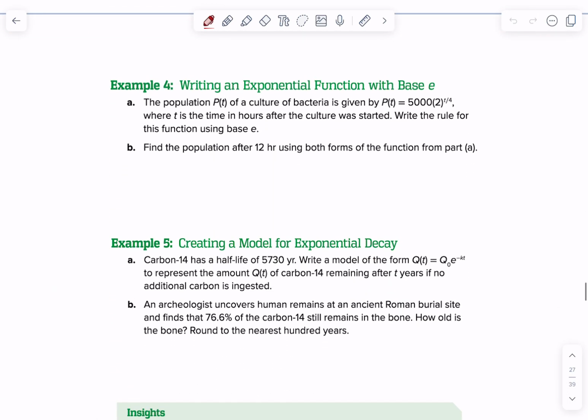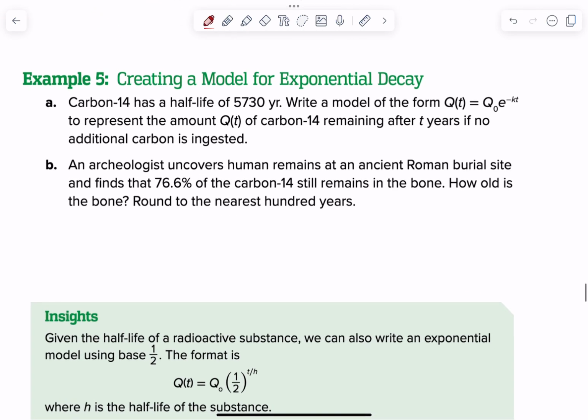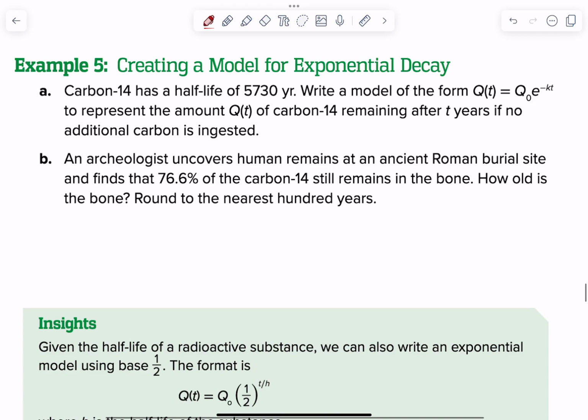Here we go. Let's skip example 4 because example 5 is similar to that. Let's roll. Carbon 14 has a half-life. Have you guys talked about half-life in physics or science class? Okay. We have talked about it in here probably.